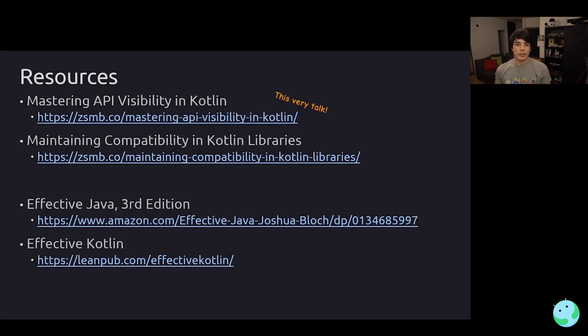Okay, here's a summary of resources for this talk. You can find a written version of this as a blog post on my website, and also the compatibility talk that I kept mentioning. I also encourage you to take a look at Effective Java, because it has a lot of good advice that very much applies to Kotlin. And I'm also recommending Effective Kotlin here. I stole the example of explicit typing for public interfaces from this book.